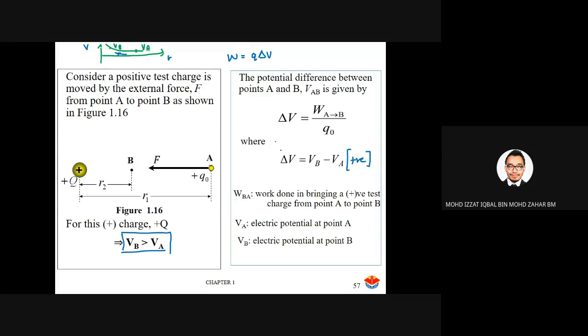I don't know why your notes like to write delta V like this. Usually we use it this way. So work equals Q delta V, where delta V is Q naught times V final minus V initial. In this case, VB minus VA. Since VB is bigger than VA, this will be a positive value. So work done is positive.